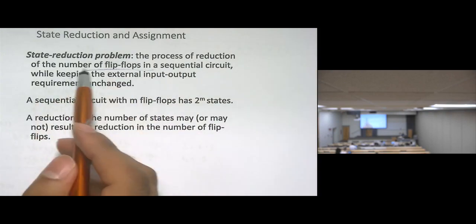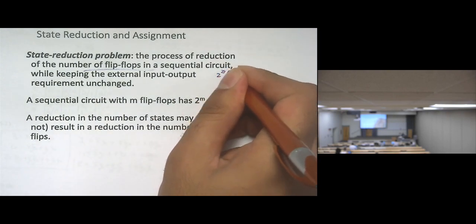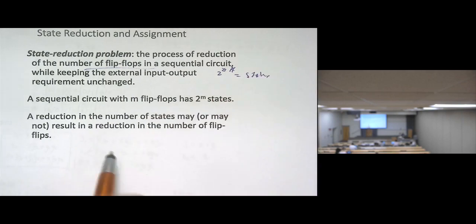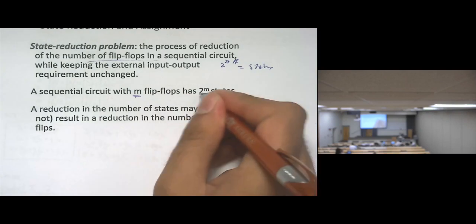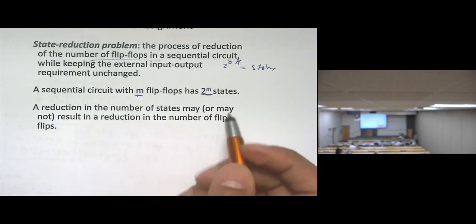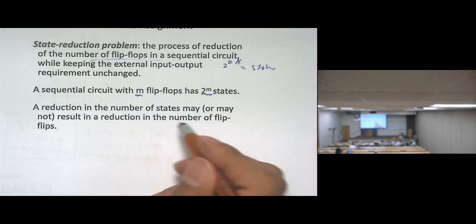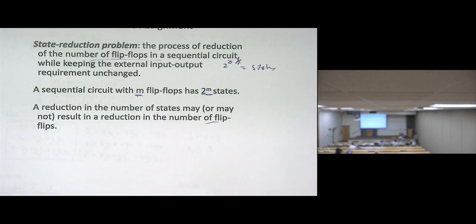The number of flip-flops is determined by, or related to, the number of states. Powers of two: if a sequential circuit has m flip-flops, then there are 2 to the power m states. So for state reduction, we might find a way to reduce the number of states, which means reducing the number of flip-flops.